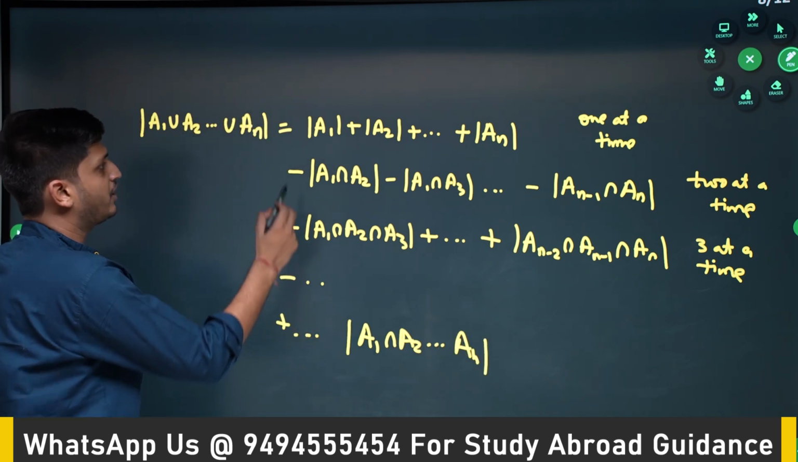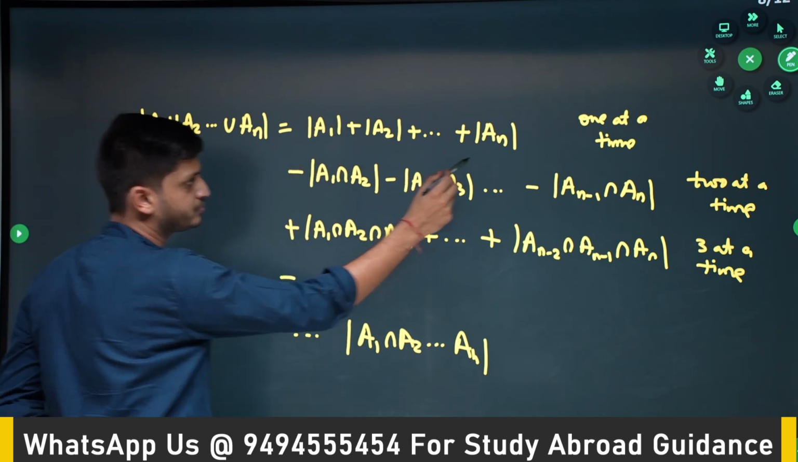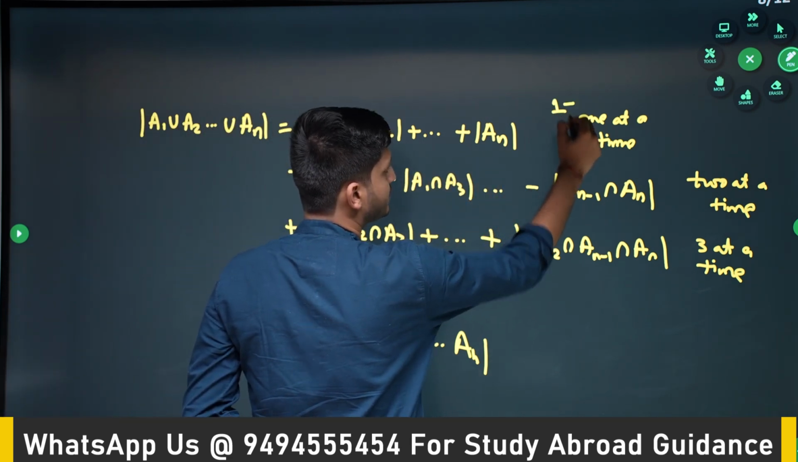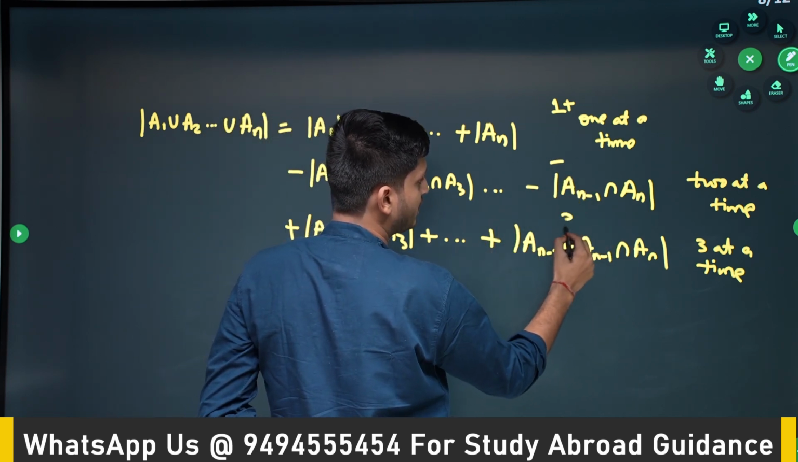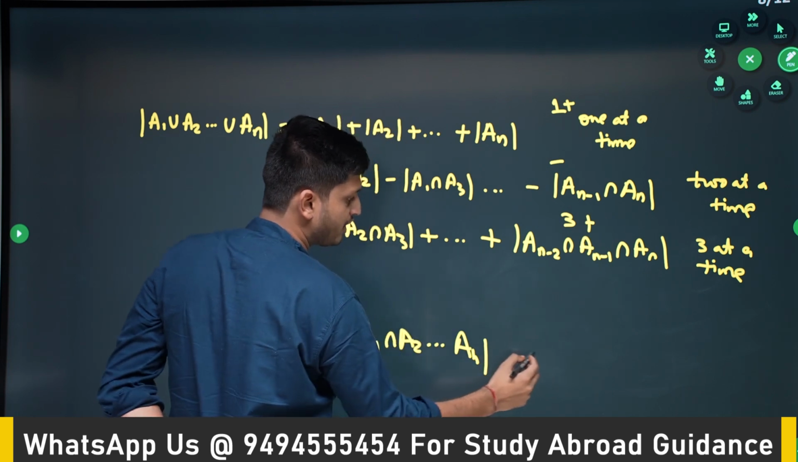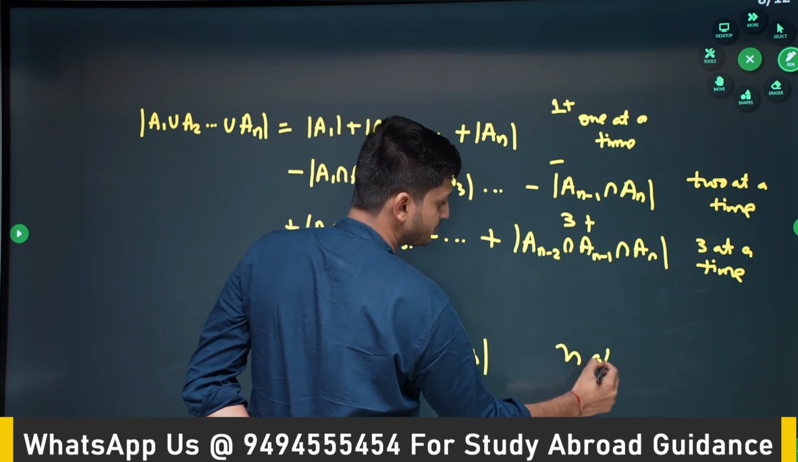See, when we had 1 at a time, we have a plus sign. When we have 2 at a time, we have a minus sign. When we have 3 at a time, we have a plus sign again. So when we have n at a time, this is n at a time.